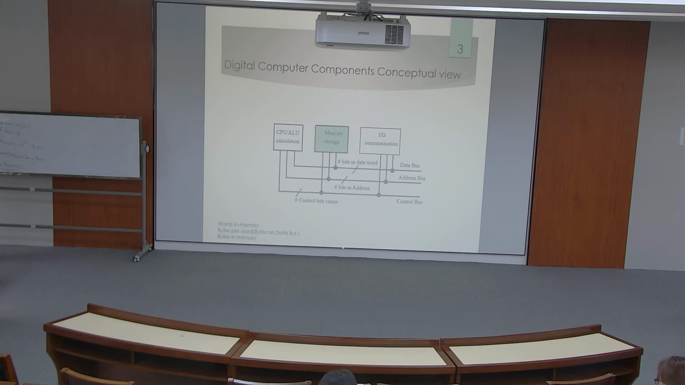What is the total number of bytes per word? 2, because we have 16 bits in the data bus, and we want to find the number of bytes on the data bus. That is 16 divided by 8. We have 2.